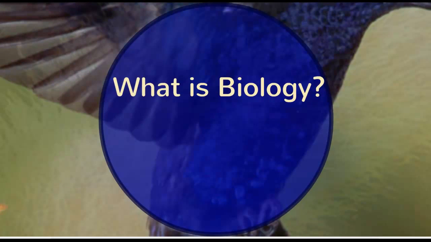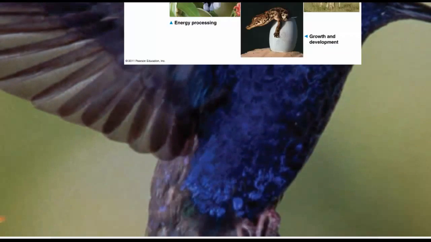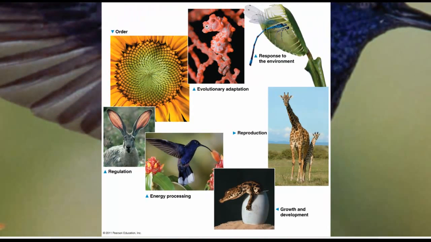Now that we have discussed what is science, let's look at the subfield we'll be studying this term. What is biology? This is most likely a definition you are very familiar with. Biology is the study of life, but that doesn't fully explain what we'll be discussing this term. Before we can study life, we need to define life. Life is defined by 7 properties. These properties are order, evolutionary adaptation, response to environment, reproduction, growth and development, energy processing, and regulation.